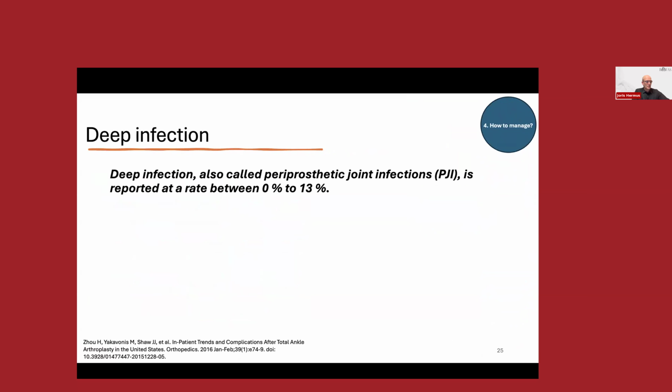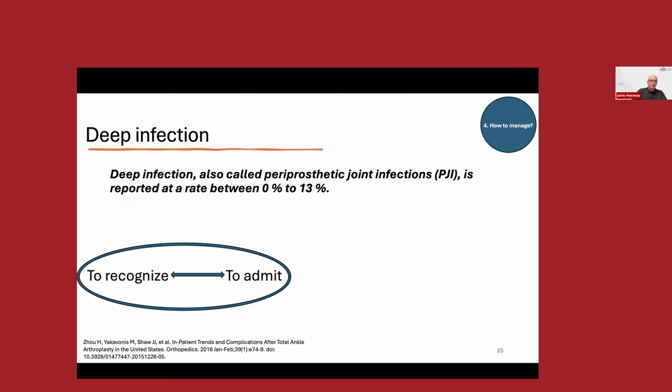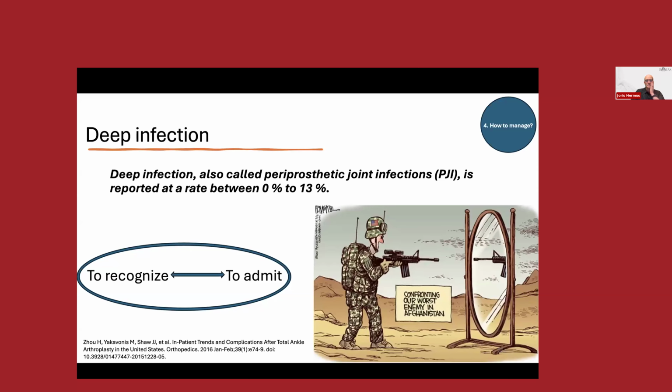Deep infection. We know from our meta-analysis that it occurred in only 1% of cases. Nonetheless, there are also other reports that the infection rate is between 0 and 13%. The difficulty is always, do we recognize it and do we admit there is a problem? In this regard, try to find your worst colleague in your group, take him to your patient and ask what he thinks about this case. He will probably be honest if there's really an infection, and then, did you admit that there was a problem?